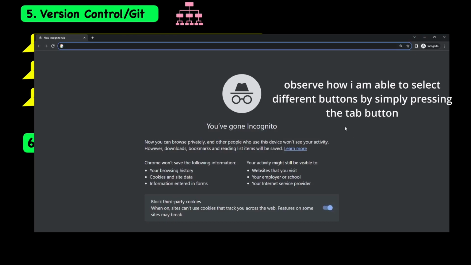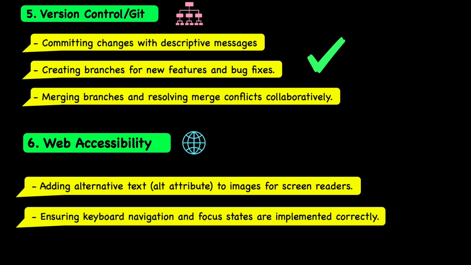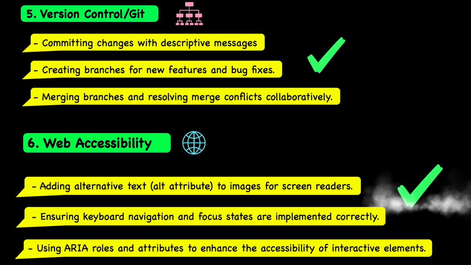Some important things to consider would be adding alternative text or the alt attribute to images for screen readers, ensuring keyboard navigation and focus states are implemented correctly, using ARIA roles and attributes to enhance the accessibility of interactive elements.